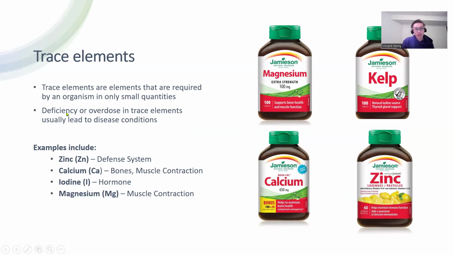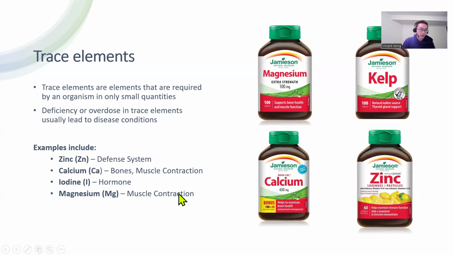Deficiency means not having enough. Overdose means having too much. Both will probably end up with some kind of disease condition. So examples of trace elements that you might be familiar with include zinc. Zinc is needed for our defense system. We need calcium for our bones, but also for muscle contraction. Iodine is important for making hormones, and then magnesium as well.